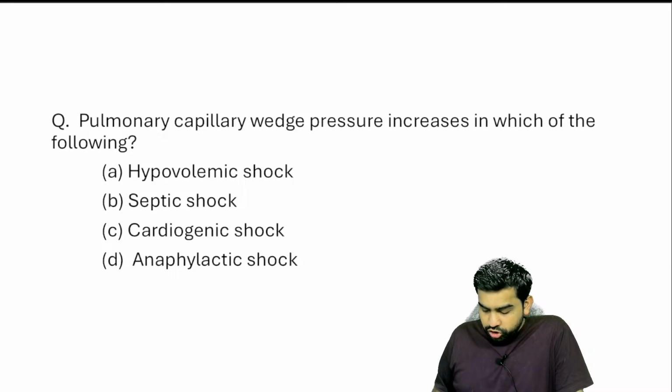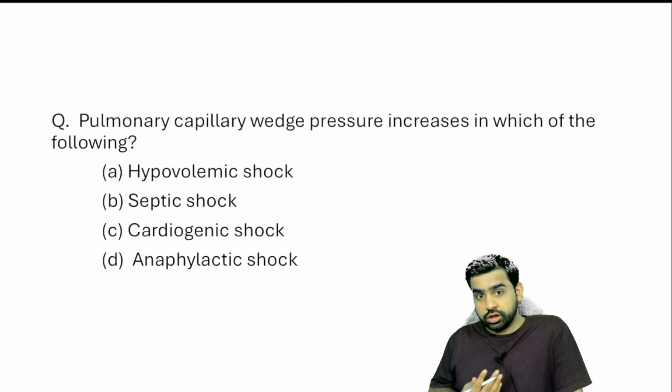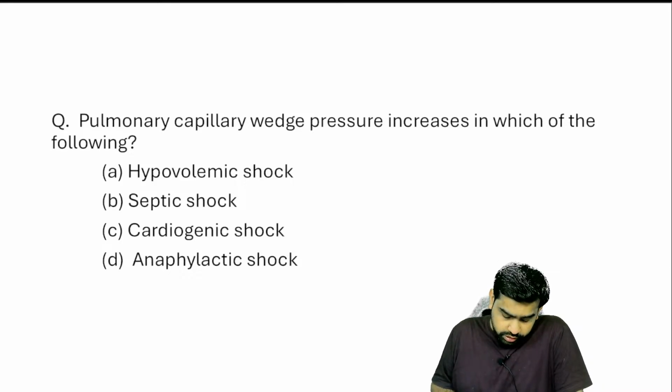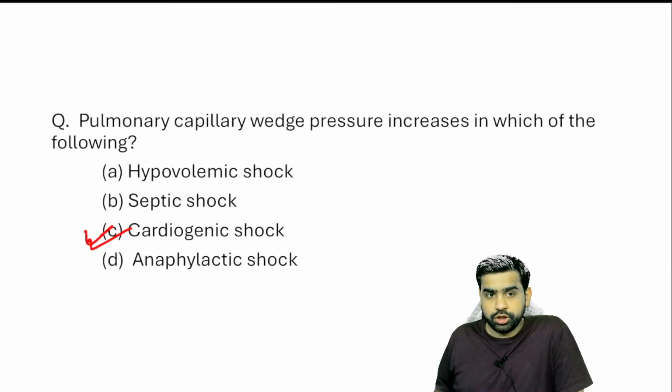Pulmonary capillary wedge pressure increases in which of the following? We did not discuss this, but what do you think the answer is? The answer over here is cardiogenic shock. In cardiogenic shock, the pulmonary capillary wedge pressure is going to increase.